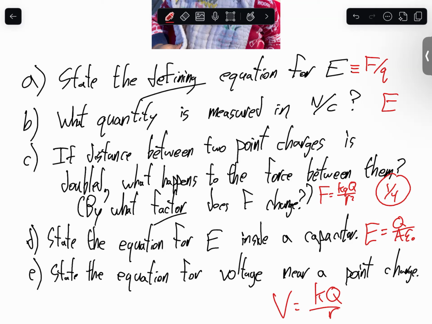Okay, so decent on D. kQ on r for F, what are you smoking? kQ on r. IR, no. IR applies for resistors, not a point charge. It's kQ on r. Don't forget kQ on r.